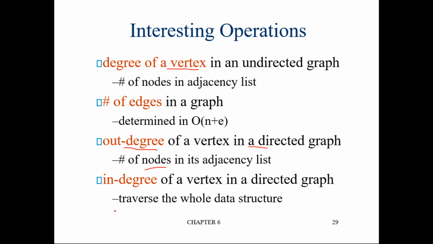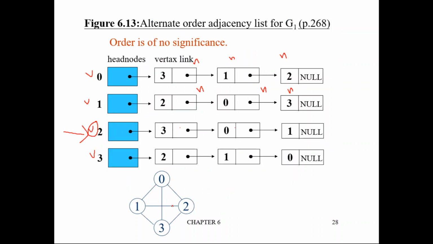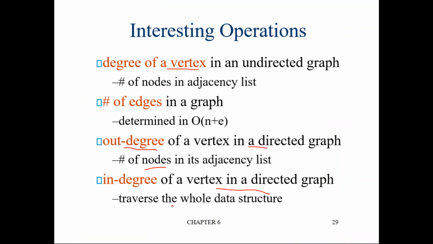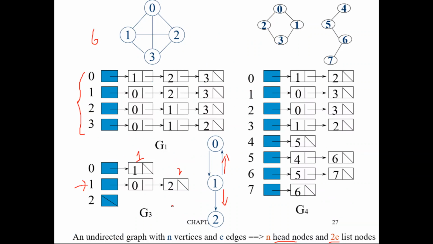Okay, fine. But how to find the in-degree of a vertex in a directed graph? Actually, this is a little complex. To find the in-degree of a vertex in a directed graph from an adjacency list, you have to traverse the entire data structure. Only then can you find the in-degree.